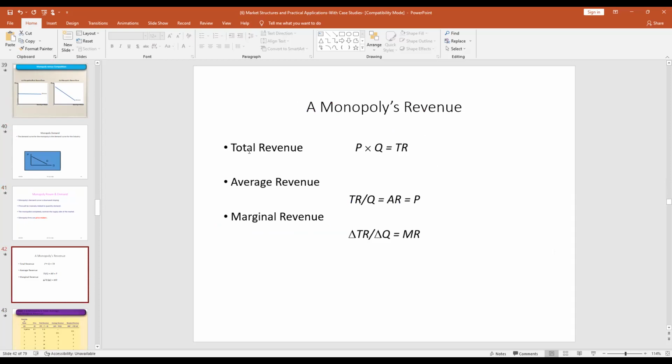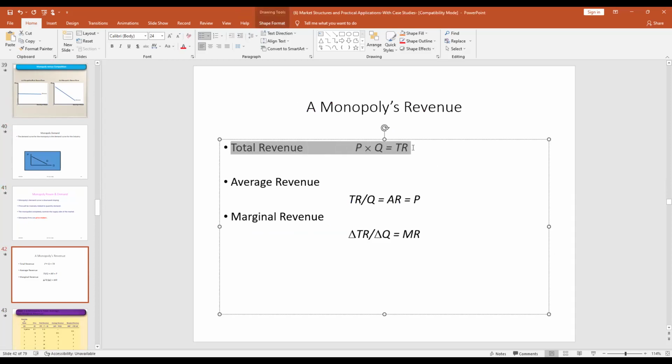Now for monopoly, total revenue is calculated the same way. Average revenue: how are we going to calculate it? Average revenue is like this.